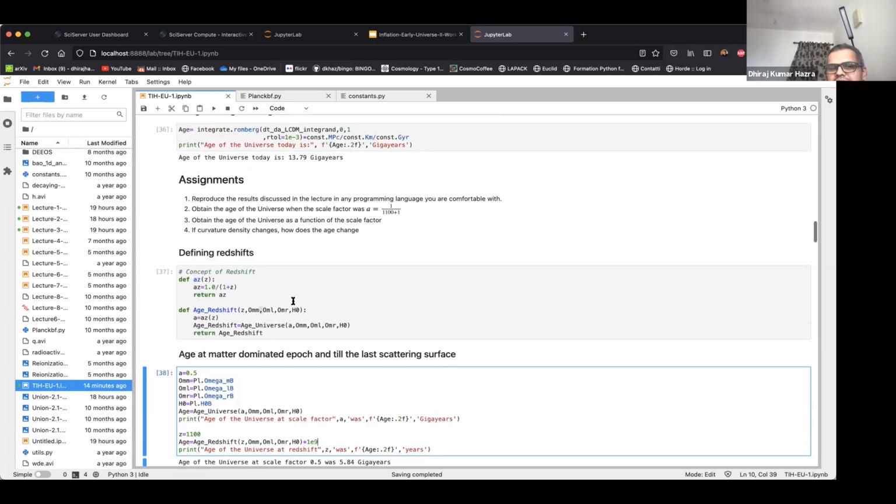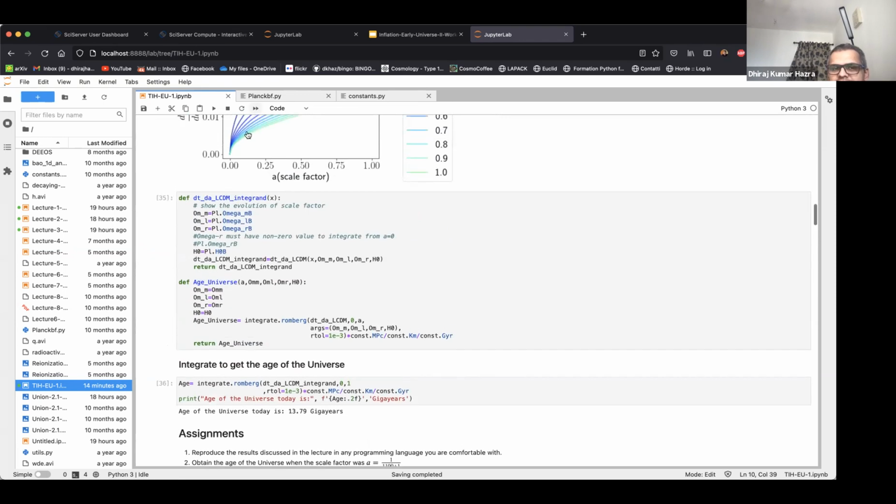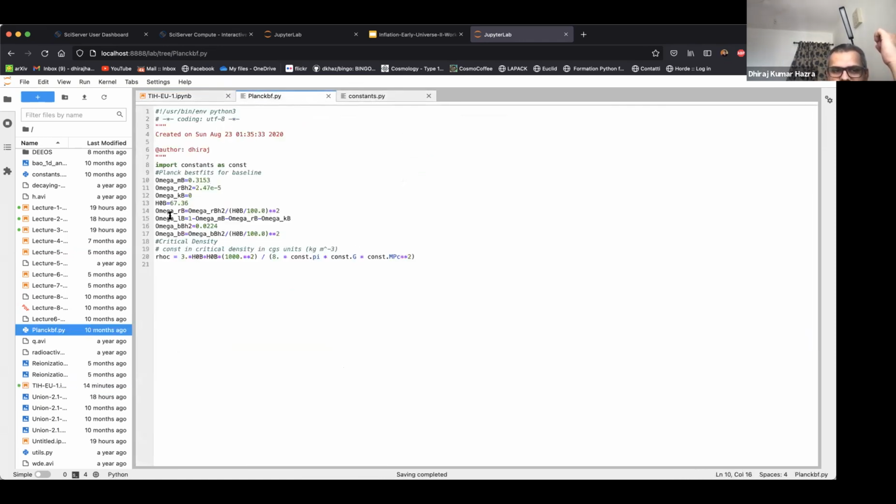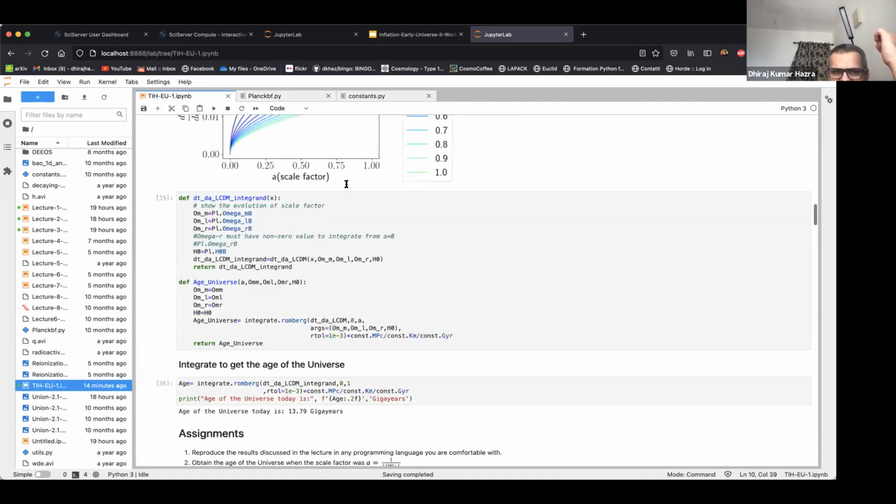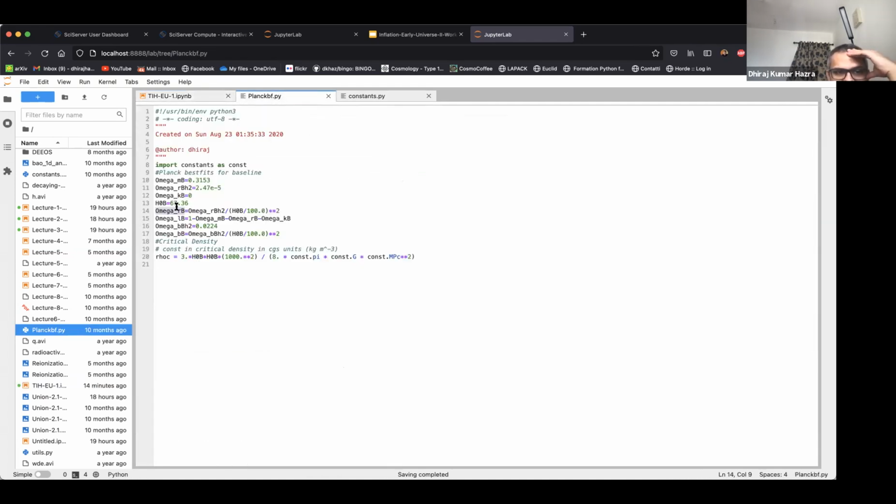One simple calculation I would urge you to do: just put omega radiation, just to make you understand how important these small numbers are. I would urge you to put this omega RB. You see, omega RB h square is 2.47 into 10 power minus 5, right? I'm going to discuss that in the next lecture. So omega radiation times h squared today is of the order of 2.47 into 10 power minus 5. I think Professor Anjan Sen has discussed.